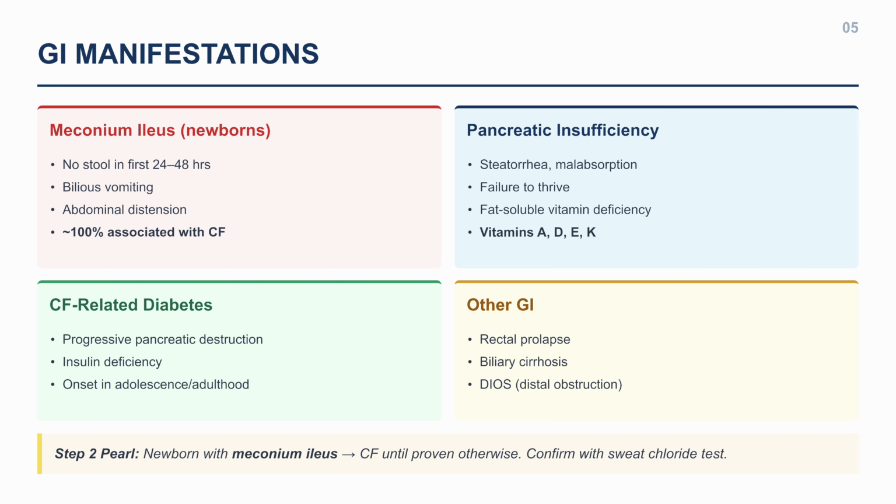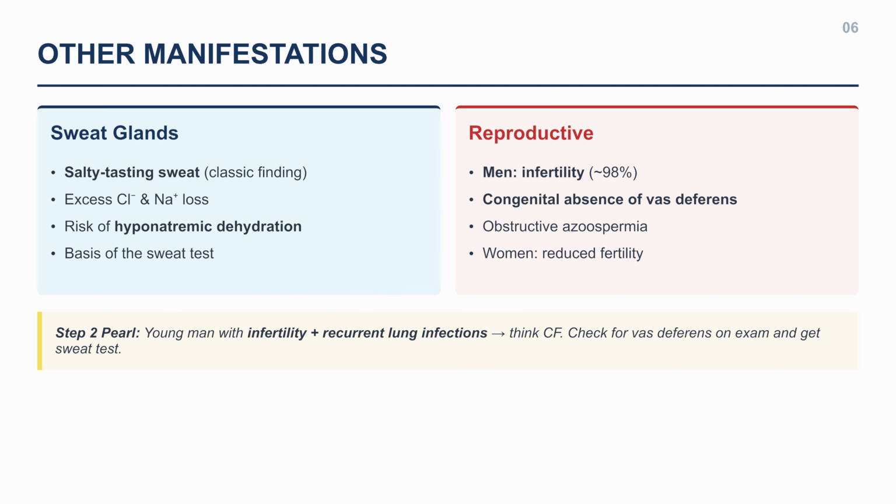Step 2 Pearl. A newborn who fails to pass meconium in the first 2 days is CF until proven otherwise. Confirm with the sweat chloride test. Beyond the lungs and gut, CF affects sweat glands and reproduction.